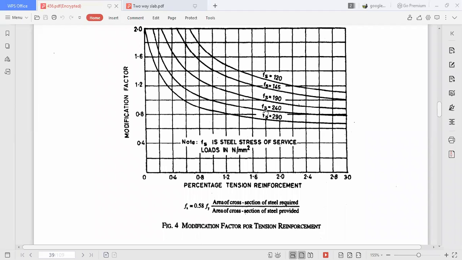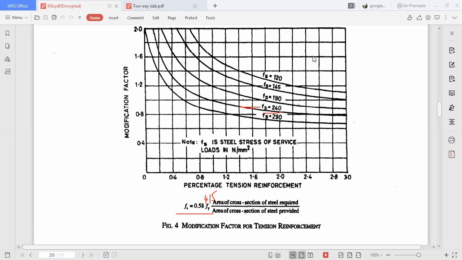Fs equal to 240. Why always Fs equal to 240? It is not a constant parameter. See here, Fs equal to 0.58 times of Fy. In that Fy, you just substitute 415. Then you will get a value which is very close to 240, 240.14 or something. That's why we are considering the second curve. That means from the bottom it is second curve.